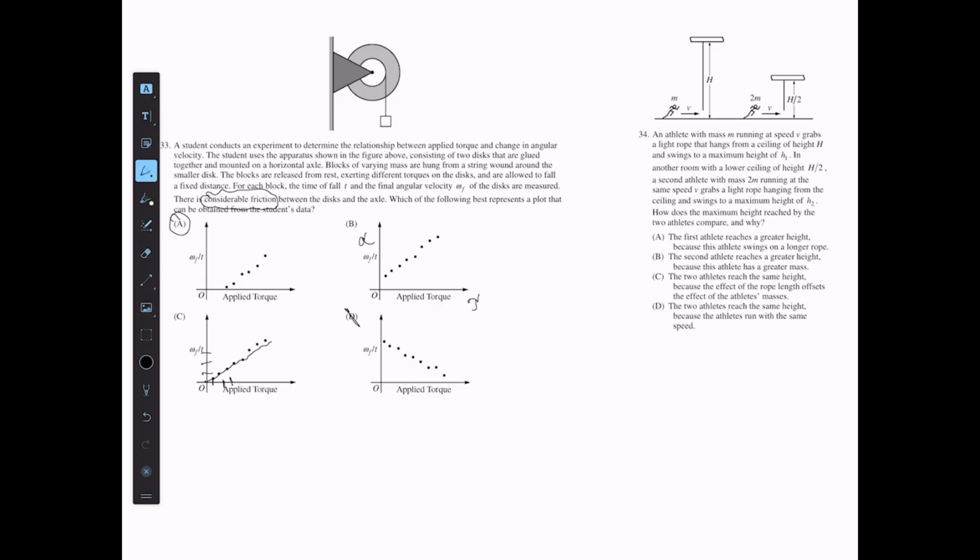And it's not B because this shows it's the wrong way. It shows that if you apply this amount of torque, you'll get a higher angular acceleration. It just doesn't really make sense. So A is the answer.